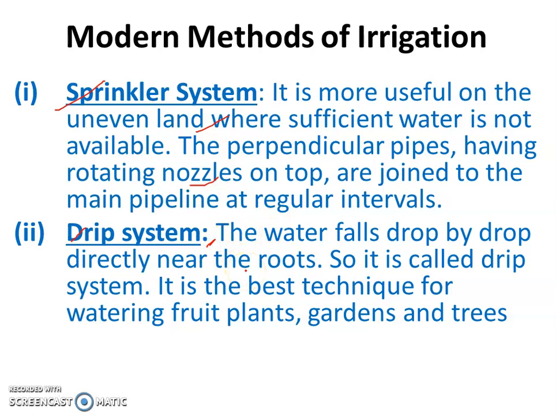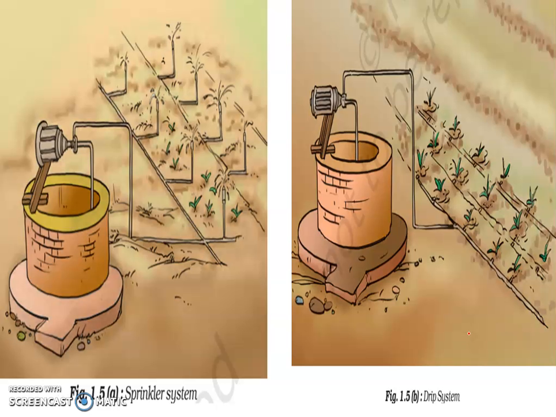Then the drip system. This drip system is very useful since it saves the water. The water falls drop by drop directly near the root of the plant. It means the less water can irrigate the large area where plants are to be grown. So it is called the drip system. It is the best technique for watering fruit plants, gardens and trees. Right? So these are the methods of irrigation.